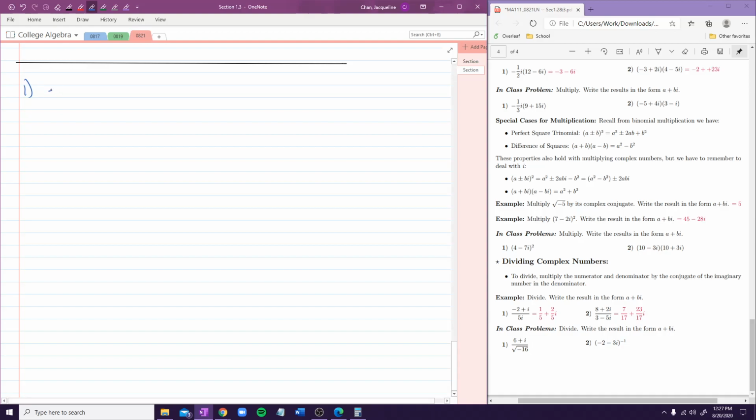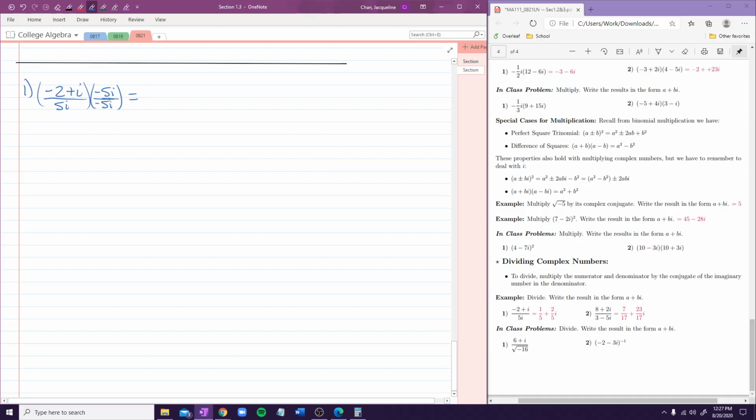For number 1, I have negative 2 plus i all over 5i. Right? So we don't want a complex number in the denominator. So what are we going to do? We're going to take this whole fraction and modify it a little bit by multiplying it by 1. But in this case, we're going to do the conjugate, which is negative 5i over negative 5i. Okay? So keep in mind, if you just put negative 5i, you are wrong, even if you do multiply, because you wrote it wrong.